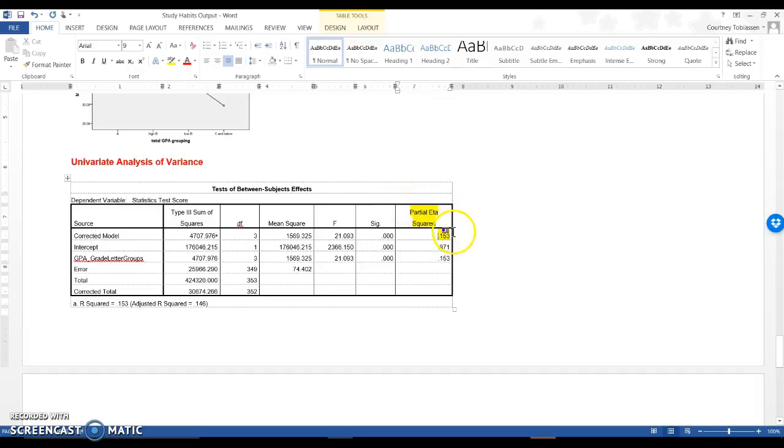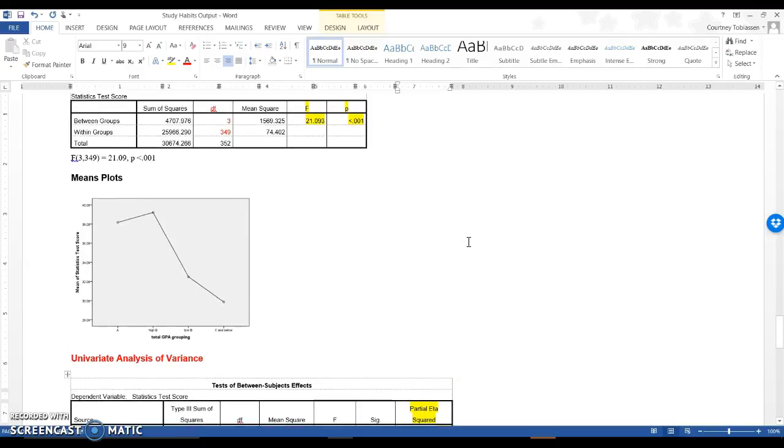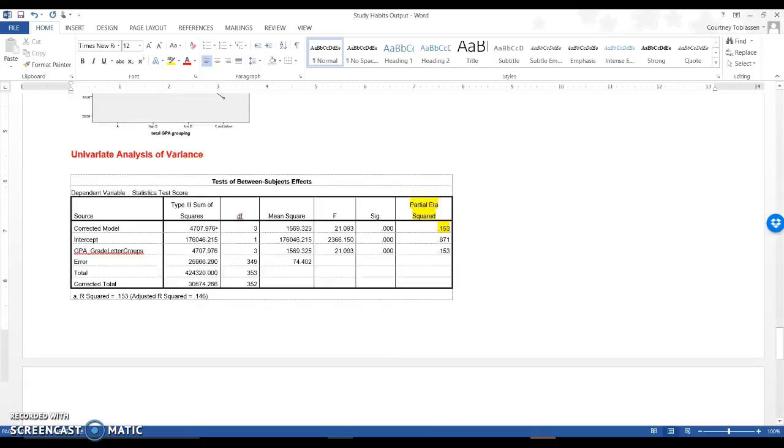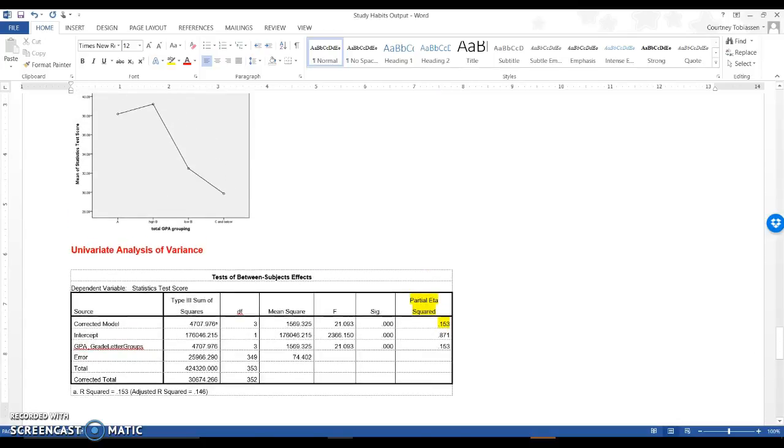So the partial eta squared is 0.15. So if I go back up to the formal way to write this, I would add eta squared equals 0.15, and then I would talk about if that is a small, medium, or large effect size. So at this point, we know effect size. We know that there's a significant difference between those four groups. We don't know where the difference actually is. So that is the next thing that we're going to add on, which is called post hoc tests.